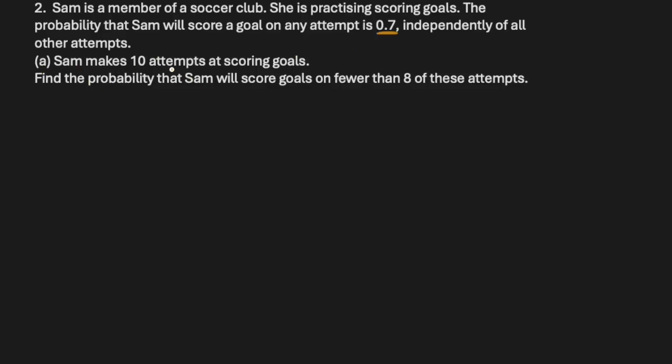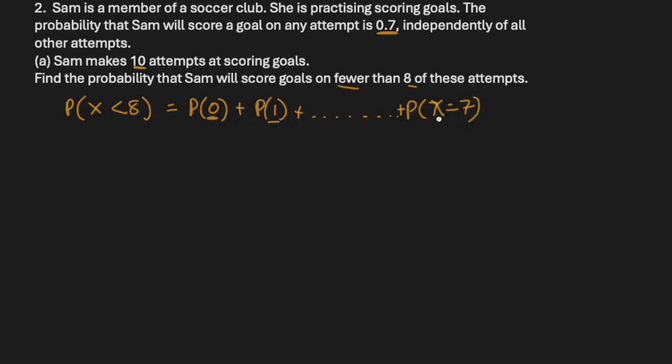Part A. Sam makes 10 attempts at scoring goals. Find the probability that Sam will score goals on fewer than 8 of these attempts. That means probability, if we take the variable as x, it is fewer than 8. What does that mean? It is either no goal will be scored or only one goal will be scored out of 10 attempts, right? Or 2 or 3, or the last one will be probability that x is equal to 7. So probability of 0, 1 and till x equal to 7, because they said fewer than 8, that means 8 is not part of it.